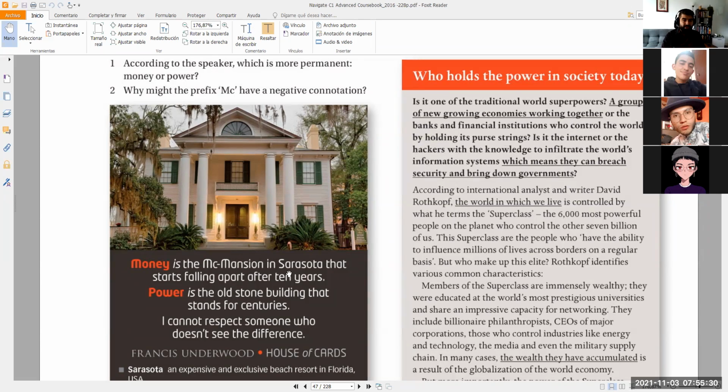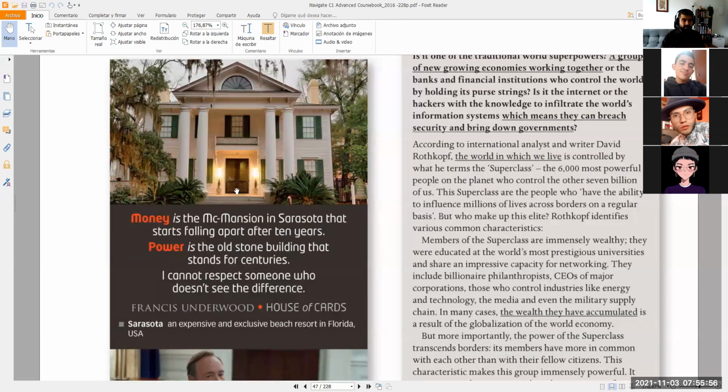So when we use that prefix Mac before an object, we are basically saying that that object is just cheap or poor, and even if it perhaps looks expensive, actually it's not a big deal, you see? So it is a way to say that something is cheap. Okay, so that's why I believe that's the essence of the whole quotation.